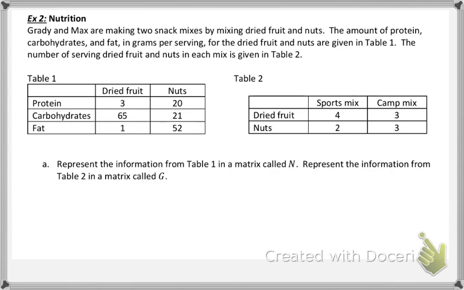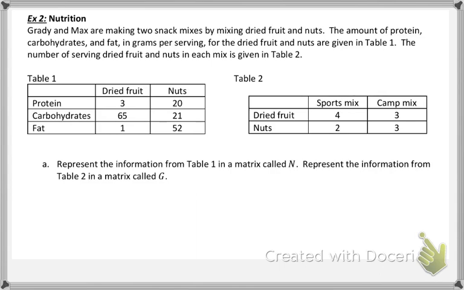So we're gonna make 2 types of mixtures. We're gonna mix a sports mix and a camp mix. And we're going to put in different amounts. So the sports mix is going to contain 4 servings of dry fruit and 2 servings of nuts, and the camp mix is going to consist of 3 servings of each.